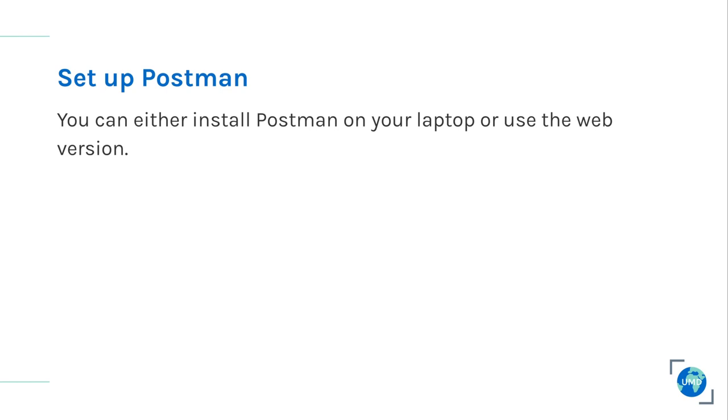So the last thing for this pre-work that we want you to do is just set up Postman. You can either install Postman on your laptop or use the web version. It's totally up to you. We'll talk more about why we're using Postman and what we're using it for in class when we have you do the first exercise. So hopefully it all connects and makes sense, relating to API endpoints and getting a good understanding of HTTP requests.